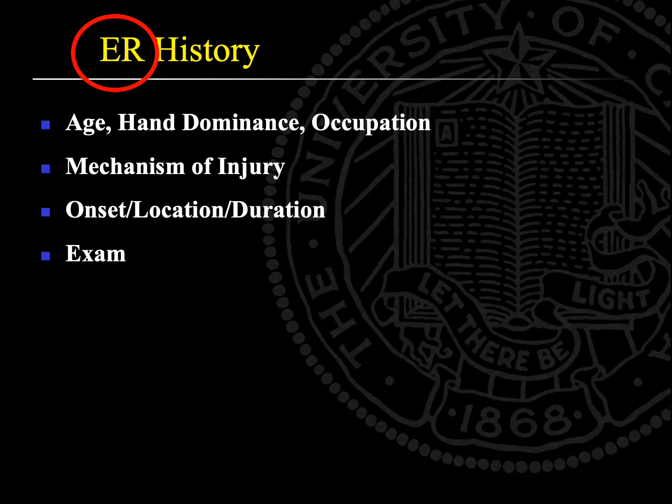So when you think about the ER hand exam, age, hand dominance, occupation is always helpful. Really, anytime you're presenting any upper extremity patient, you should say age, hand dominance, occupation. Mechanism of injury, right? So what we really want to know is what was it, not just something like a sharp object. If you actually know what the object is, it really helps us differentiate because it can determine a crush injury versus a sharp laceration.